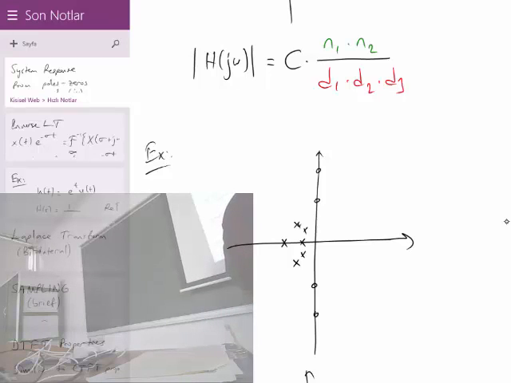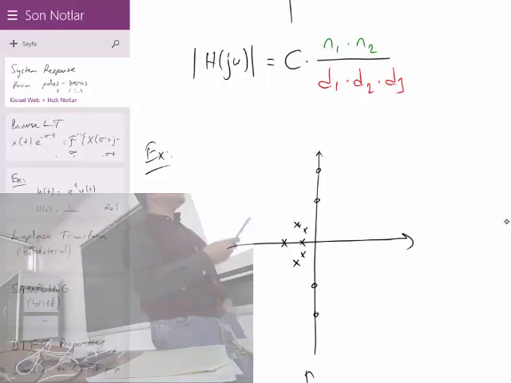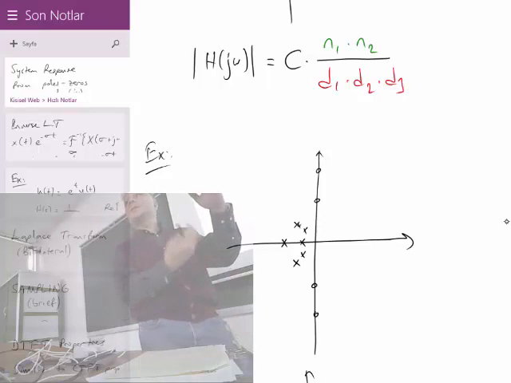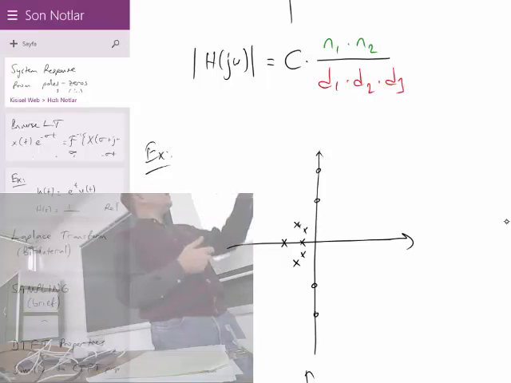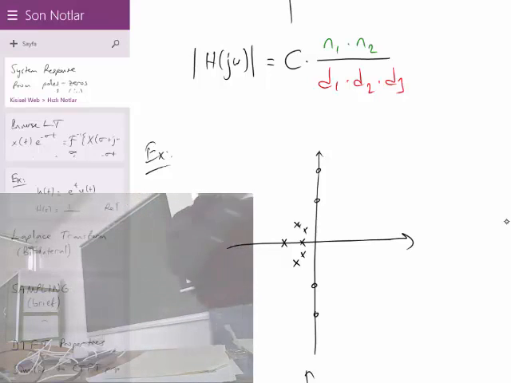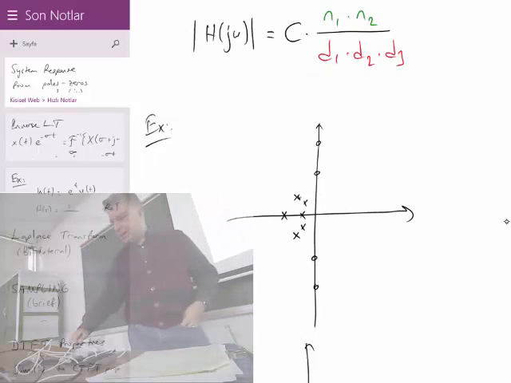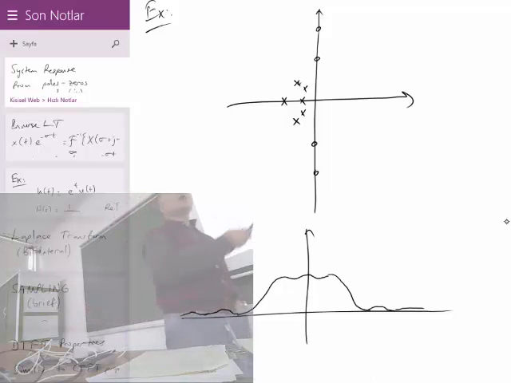Let's try to find what happens as we go to minus infinity. As we go to minus infinity, the distances from the zeros will be infinity. It will be infinity to the power 4 in the numerator. From the poles, the distances will also be infinity, but there are 7 of them. So it will be infinity to the power 7 in the denominator. Which one is stronger, the numerator or the denominator? The denominator. That's why as we go to minus infinity and as we go to plus infinity, the magnitudes will decrease, it will shrink. And that's a necessary condition to obtain a low-pass filter.